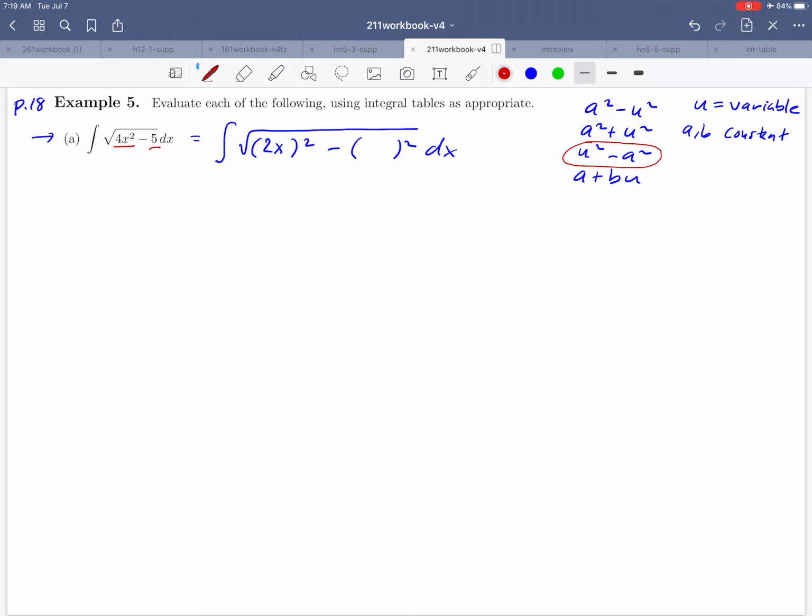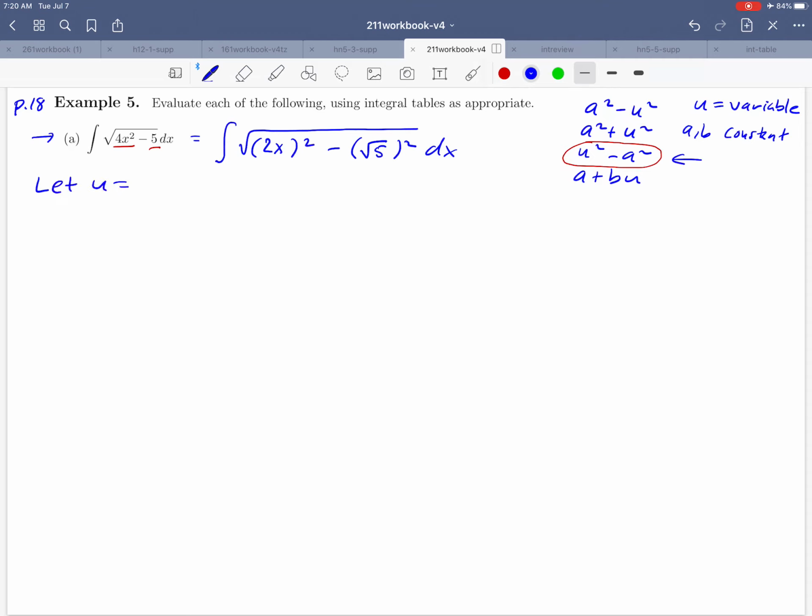Now, what about the 5? What number squared would give us 5? 5 is not a perfect square, so there we have to cheat a little bit. If we put a square root of 5 in there, that squared is going to give us 5. So we've just rewritten our integral in a way that makes it match this form, u squared minus a squared. Then the next thing you might ask yourself is, does this suggest a possible u substitution?